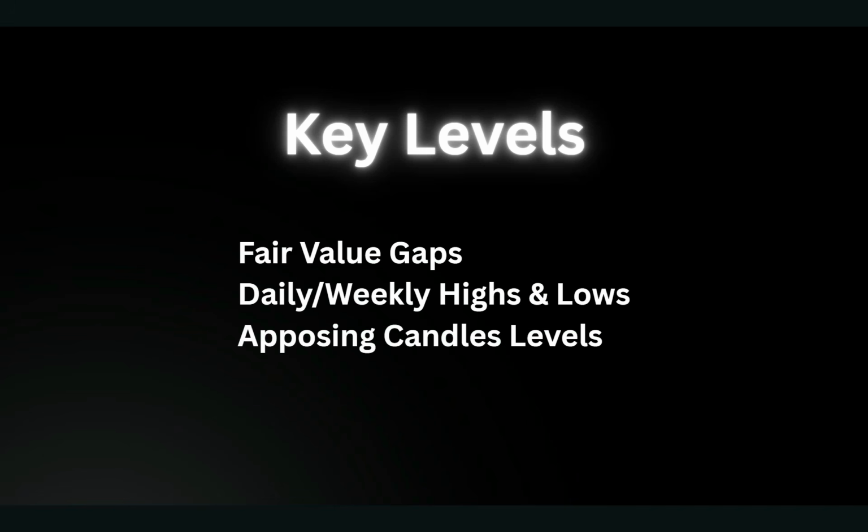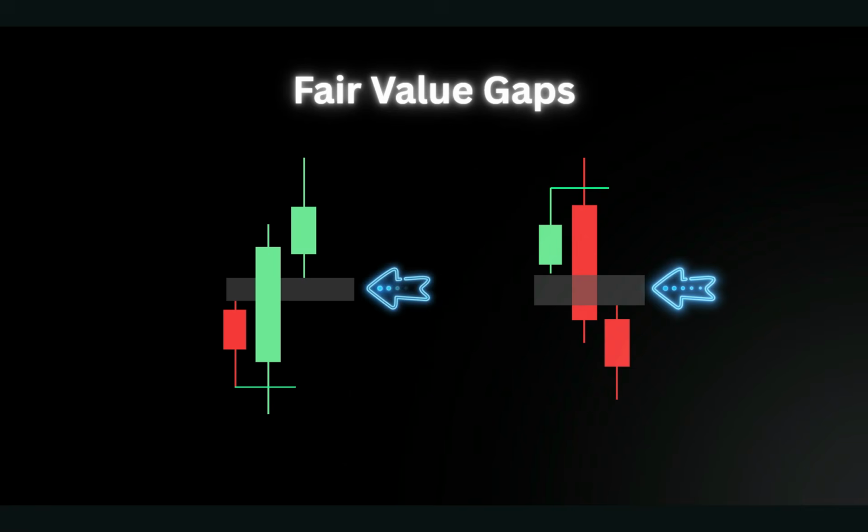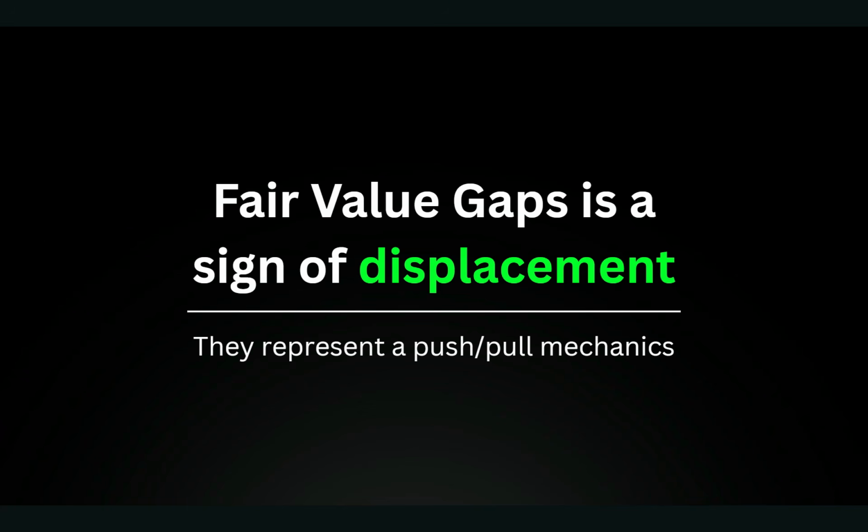The key levels you want to focus on are fair value gaps, daily and weekly highs and lows, and opposing candle levels. With fair value gaps, all you want to see is displacement occur in the candles. It creates a gap or a space between 3 candles. This space is known as an imbalance, and these are very important key levels that price loves to come back to. Fair value gaps are a sign of displacement in the market. It represents a pull and push mechanics.